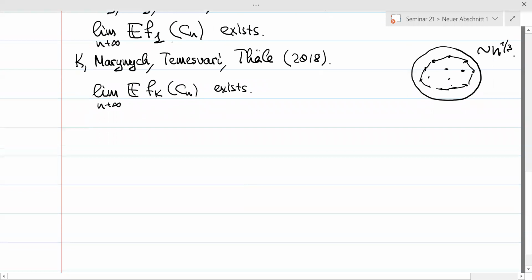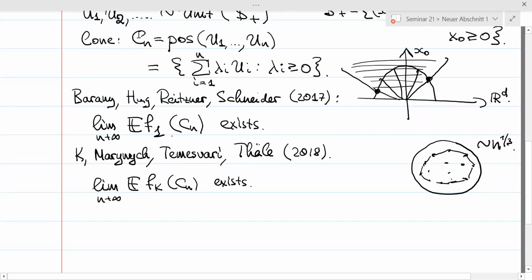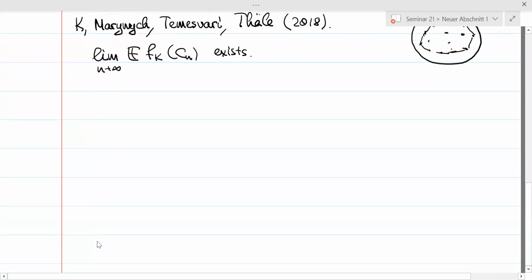So if the limit of the f-vector exists, then maybe the reason for this is that the limit of the cone exists. But if you imagine this cone, of course, it gets close to the half space, right? If you take more and more directions, then the cone converges in some sense to a half space. So the limit is trivial, but maybe we can renormalize it such that the limit becomes non-trivial. And this is done in the following way.